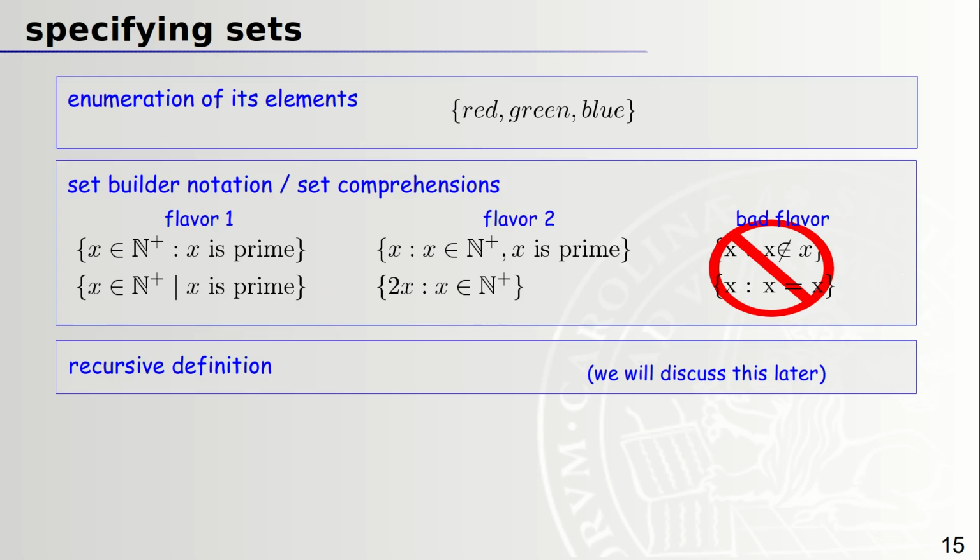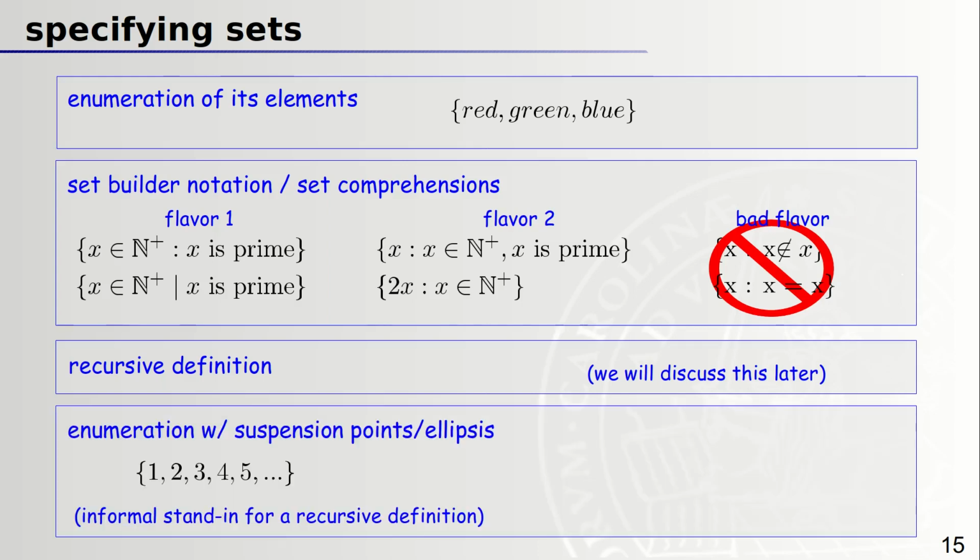Another way of defining sets is using what is called a recursive definition. This will become important later in the course, but for now we shall skip it and write large, even infinite sets by enumerating a few of the elements and then alluding to the principle used to construct it using ellipses.